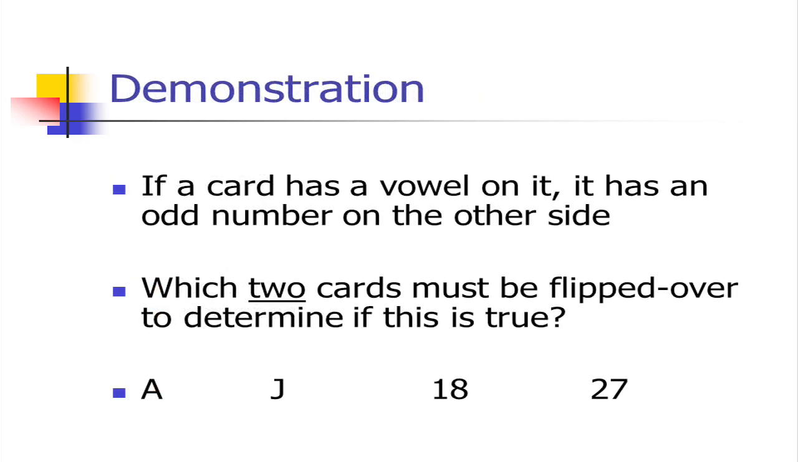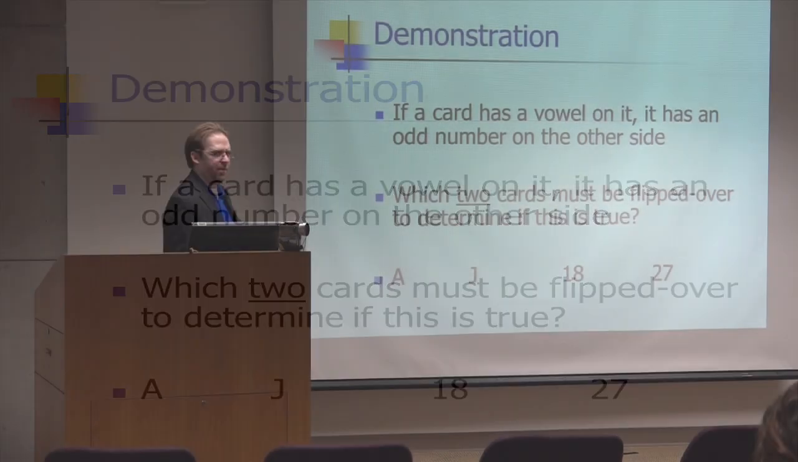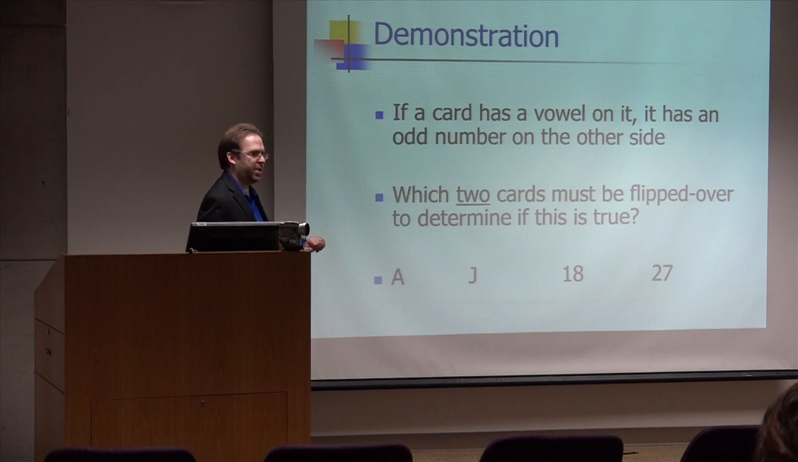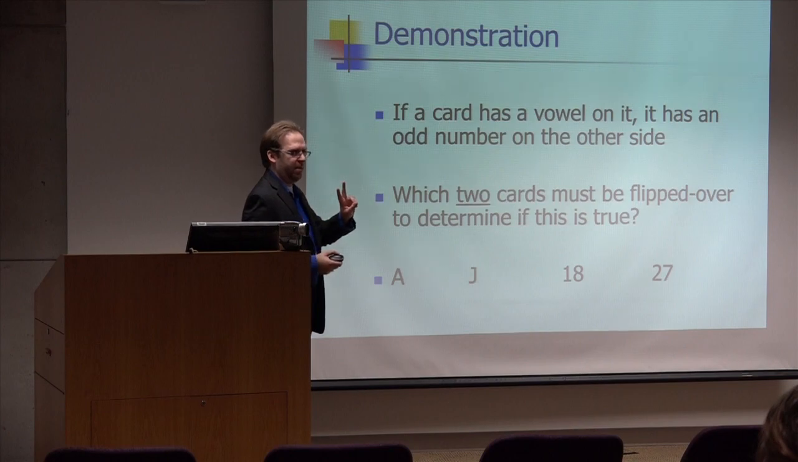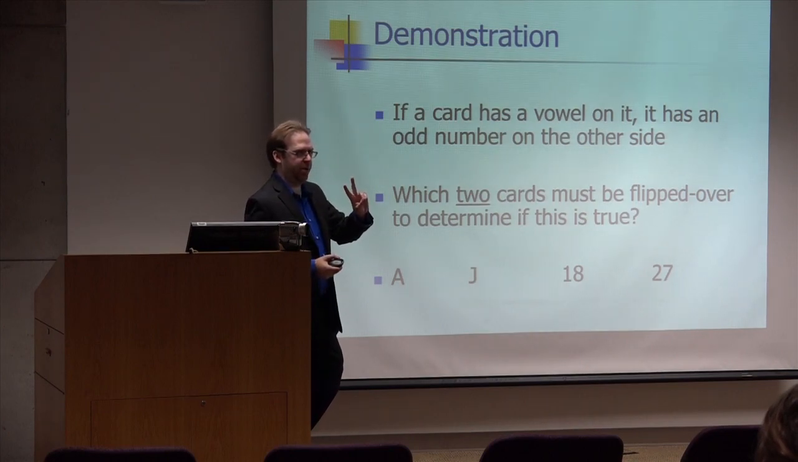Okay, so firstly, I want to do a quick demonstration. So this task is if a card has a vowel on it, it has an odd number on the other side. And you're supposed to determine which two cards need to be flipped over in order to make sure that this rule is true. Okay? So the rule that I'm saying is if it has a vowel on it, it has to have an odd number on the other side. Which two cards do you need to flip over? Okay? So I'll give you guys a quick second. And then just by show of hands, I'll ask you for each of the two cards that you think need to be flipped over. So you can vote twice because you'll want to flip two cards over.